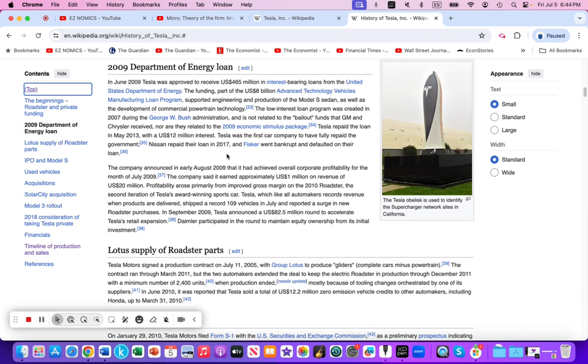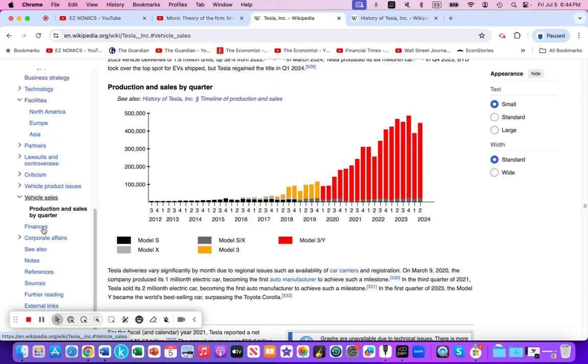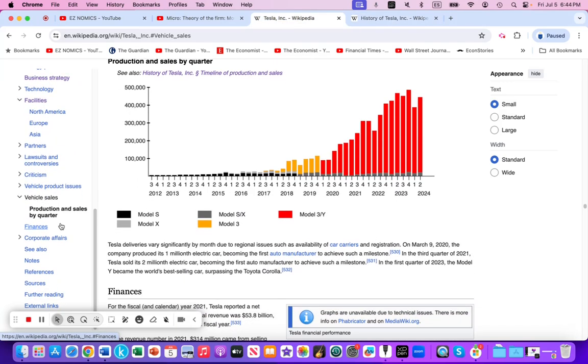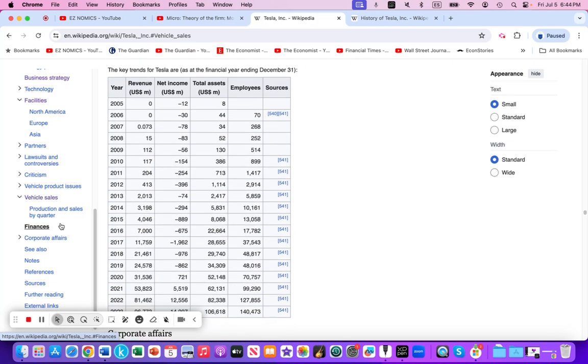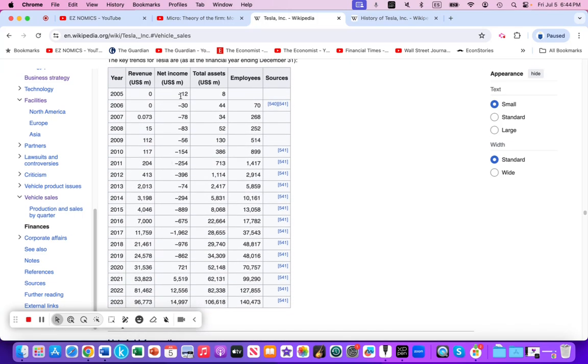How was this achieved? If they were operating at losses initially, and if I go back, actually, I can show that. I think I had it down here. Yep. Here we can see that they were operating at a loss. Net income, negative 12 million, negative 30, negative 78, negative 83, negative 56. Losses, losses, and losses for over a decade, before they start to generate a net profit.